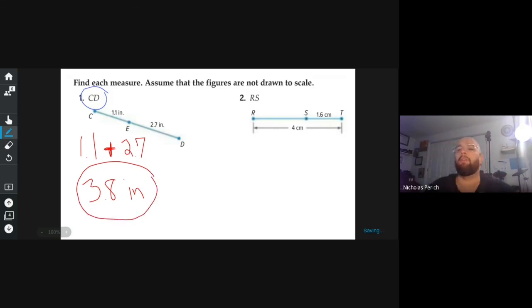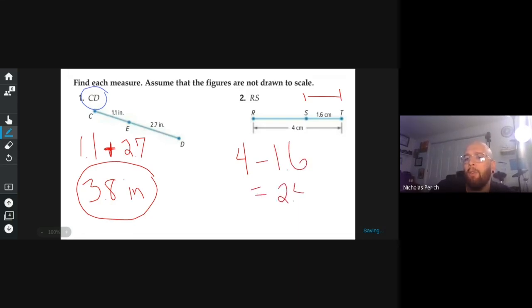Problem 2, I'm finding from R to S. Okay, so I'm finding a segment inside a segment. I know the whole segment is 4, and the part that I do know is 1.6 right there. So one word is all I need. Subtract, said Santiago on the chat. So I'm going to do 4 minus 1.6, and that gets me 2.4 centimeters. Easy peasy. If I wanted to, I could say, let RS be X and X plus 1.6 equals 4. But I think common sense is allowed to take over when we do a problem like this.